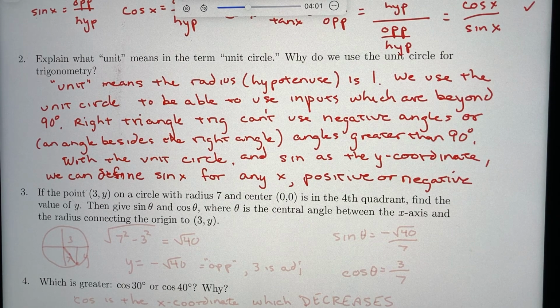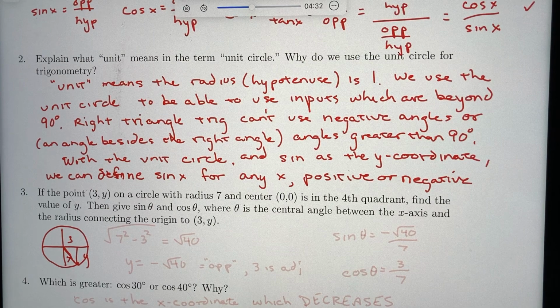I know, that was a big info dump. Deal with it. Okay, next one. We have a picture we've dealt with before. The point 3 comma y is in the 4th quadrant, so y must be negative. So over 3 down y. Radius of 7 on my circle means that 7 is the hypotenuse.